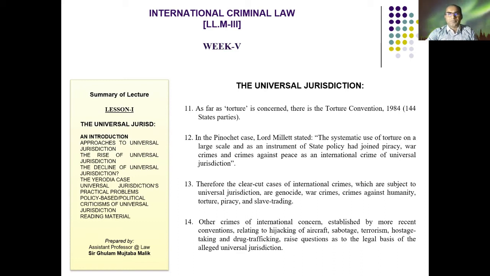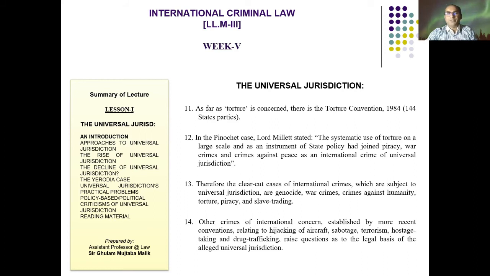The 12th principle is that in the case, Lord Millett stated that the systematic use of torture on a large scale and as an instrument of state policy had joined piracy, war crimes, and crimes against peace as an international crime of universal jurisdiction. Therefore, the clear-cut cases of international crimes which are subject to universal jurisdiction are genocide, war crimes, crimes against humanity, torture, piracy, and slave trading. These are the recognized, established crimes which we call the universal type of crimes. Any state can prosecute these types of crimes if committed within their territorial jurisdiction or outside their territorial jurisdiction.